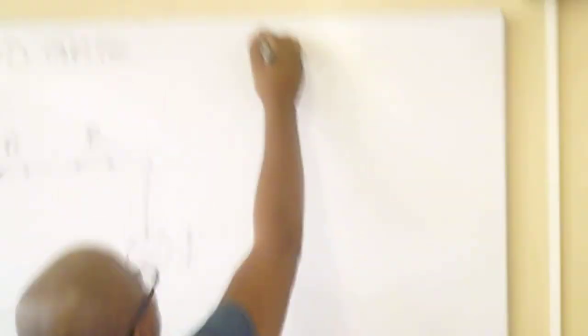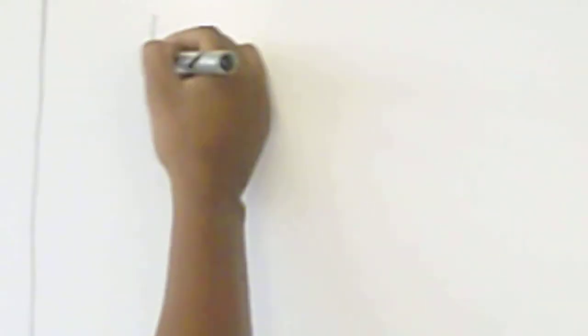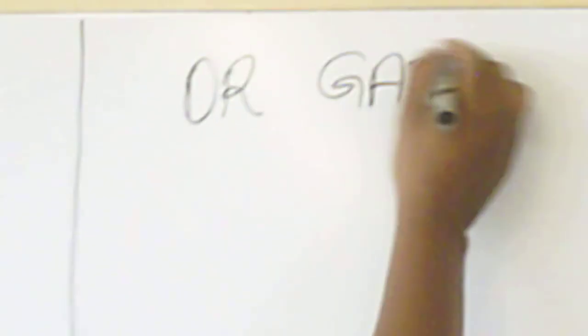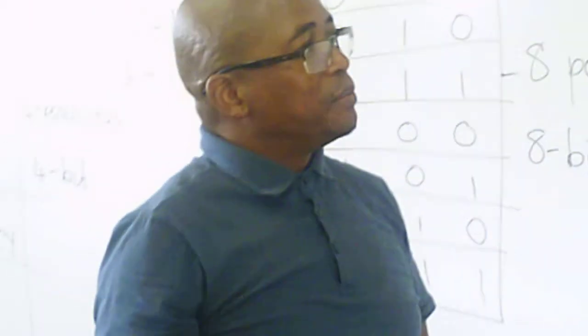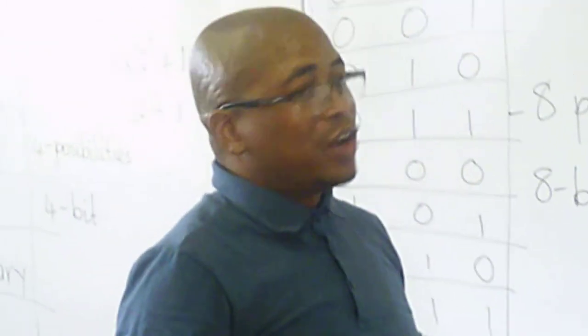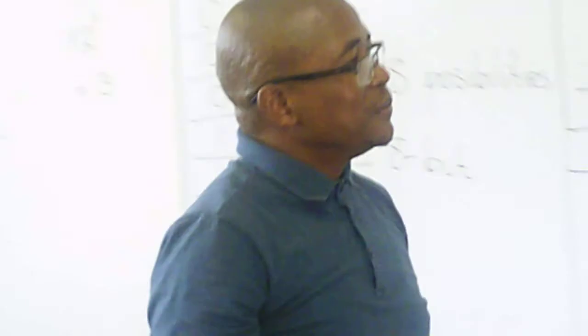Now, the last one that we need to do for today, let's try an OR gate. An OR gate is switches that are connected in parallel to control a light. If we have to draw the circuit, it will look like this.